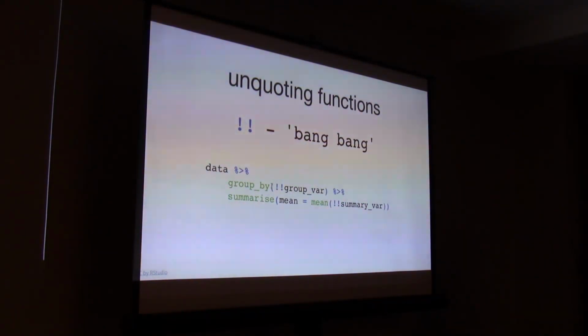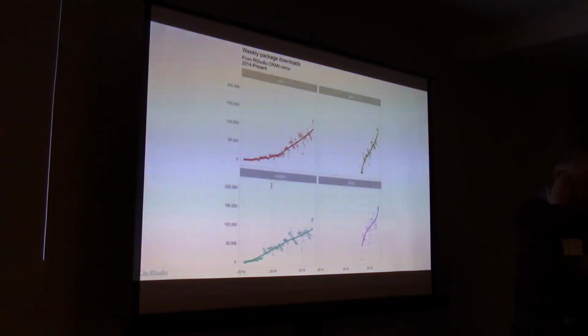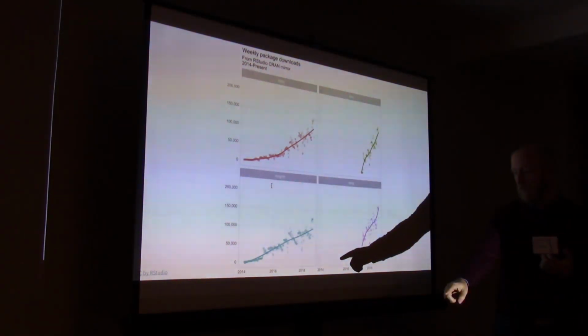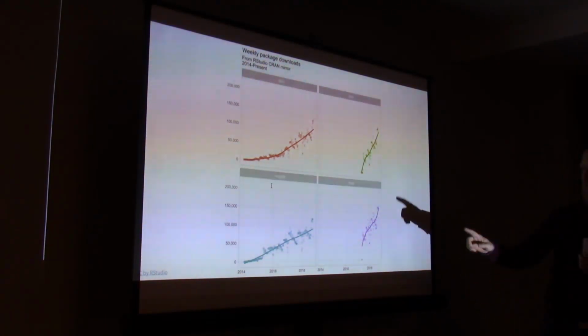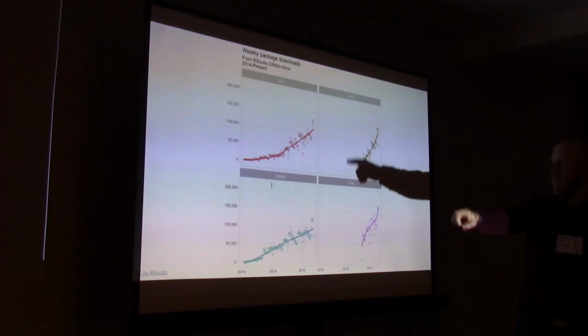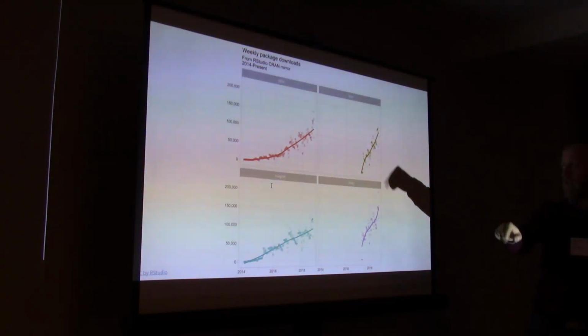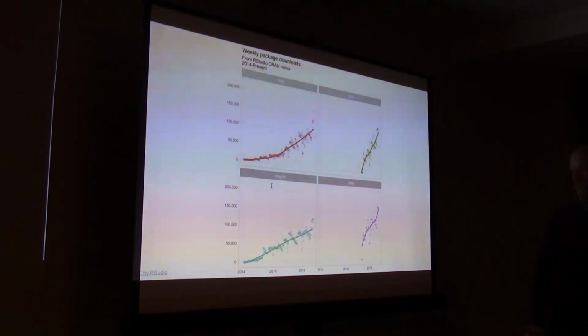There's no way to unquote the captured arguments. So do people actually use these syntax extensions? These plots are showing on the x-axis time since 2014 to today, and on the y-axis weekly downloads of each of these packages from the RStudio CRAN mirror. You can see this is dplyr, magrittr, rlang, which implements the tidy evaluation, and glue. And all of these packages have over 100,000 weekly downloads today. So they're all quite widely used in the R community.